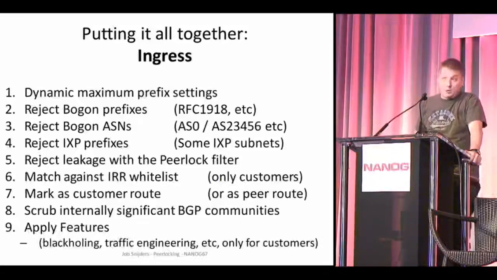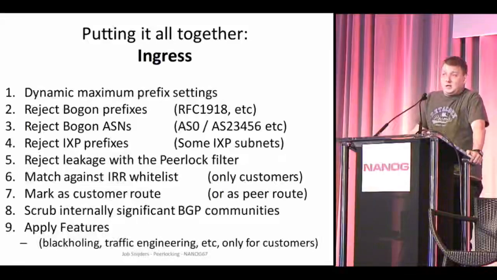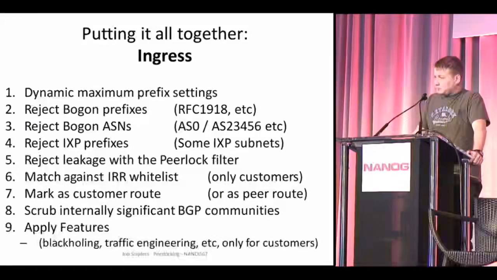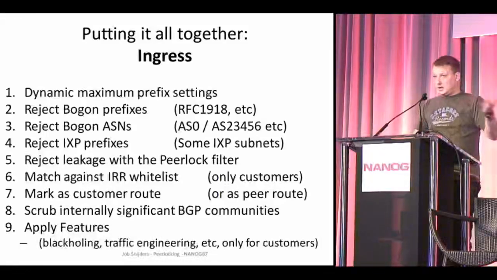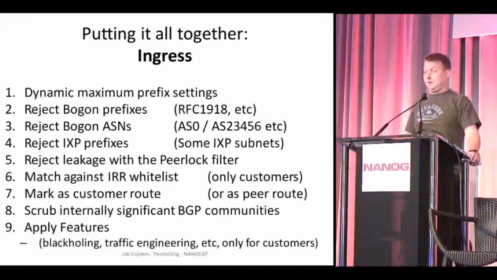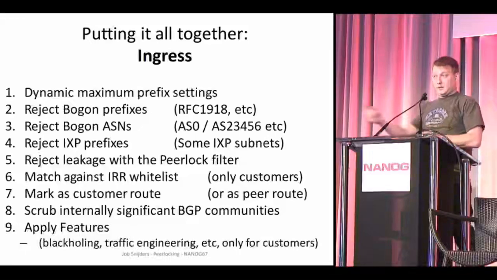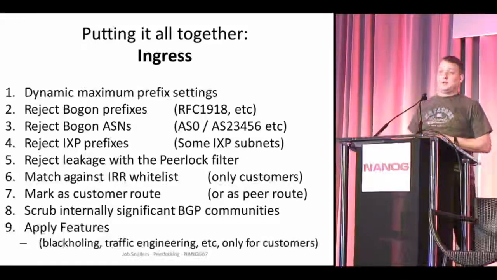Step 5 is the route lock, the peer lock filter. It's an AS path-based filter. It's the same filter as used for V4 and V6. Then next is a match against a whitelist of prefixes that we derive from the IRR systems. Then finally at step 7, we stop purely matching and then deciding to accept or drop, but we're actually doing something with the route. We will mark the route as, for instance, a customer route if it's a customer session, or a peering route if it's a peering session.